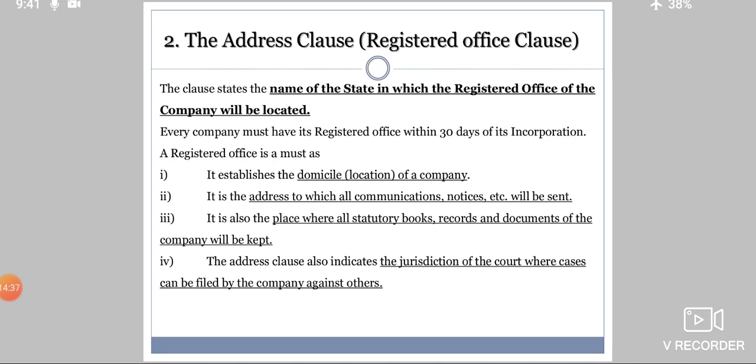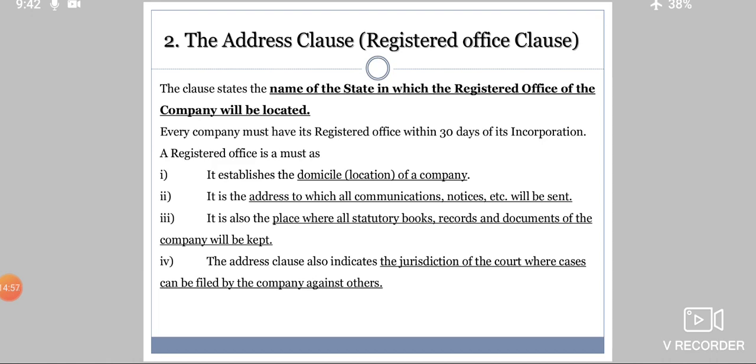Now see, a registered office is a must. Why should a company have its registered office? See, it establishes the domicile, the location of the company, where the company is. It is the address to which all communications, notices, etc. will be sent.